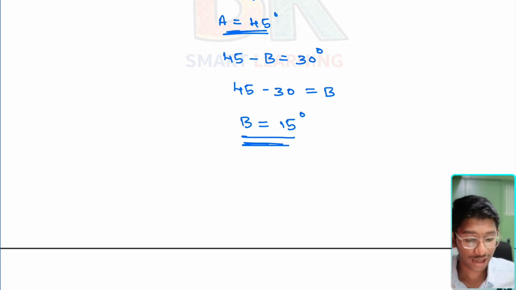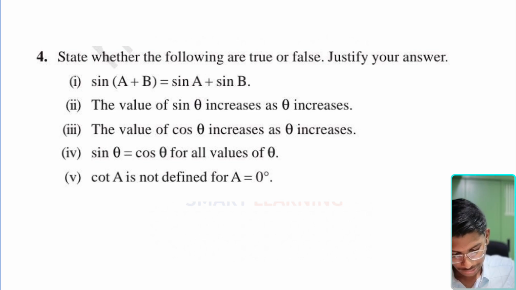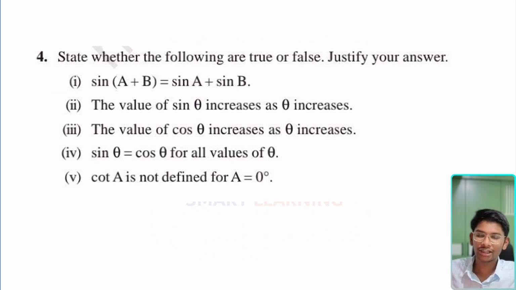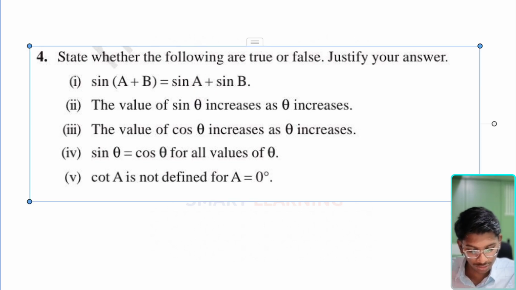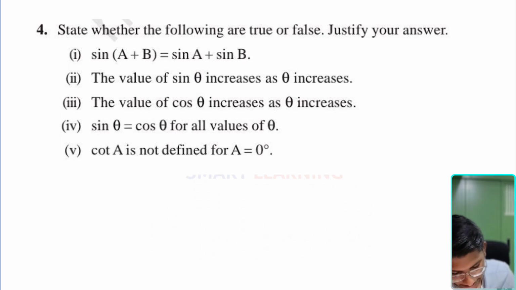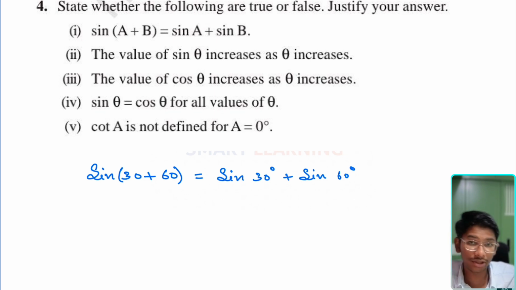Now let's solve the last question. The last question is a true or false question. Let us see the statements one by one. The first statement: sin(A + B) equals sin A + sin B. Is it true or is it false? Let me take an example. Sin(30 + 60) equals sin 30 + sin 60 individually, according to the question.